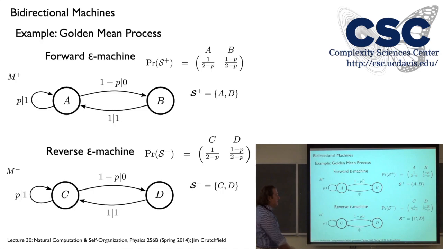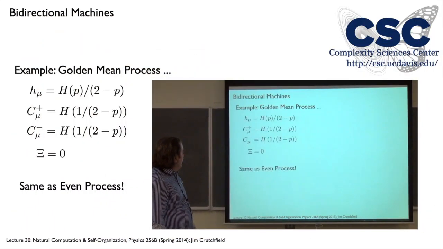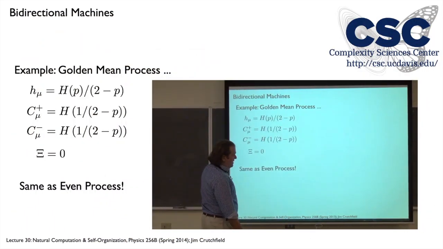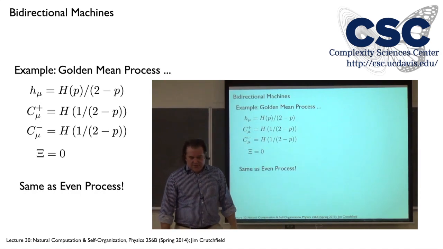What about the golden mean? Well, we did that calculation. Well, I gave you the results of the calculation. I think the homework asked you to do this one. Right, so the forward and reverse machines were the same. So it sort of seems like the even process again. Calculate the various state distributions. So it's looking kind of similar in a way. Of course, the golden mean process is easier to state. It's just no consecutive zeros. All the information measures are the same as the even process. H mu is the same, C mu has the same structure, causally reversible.